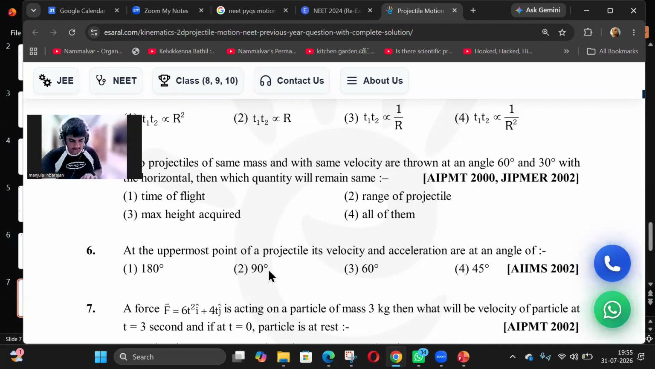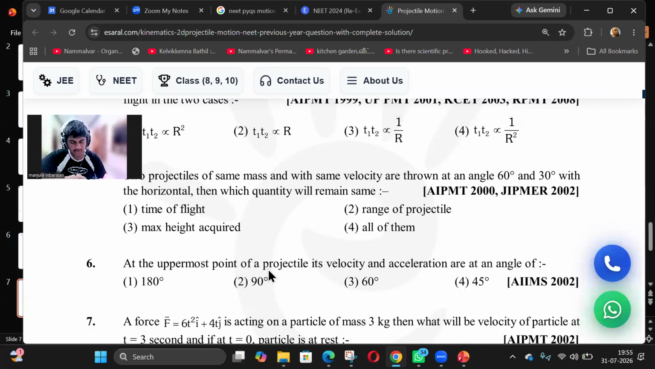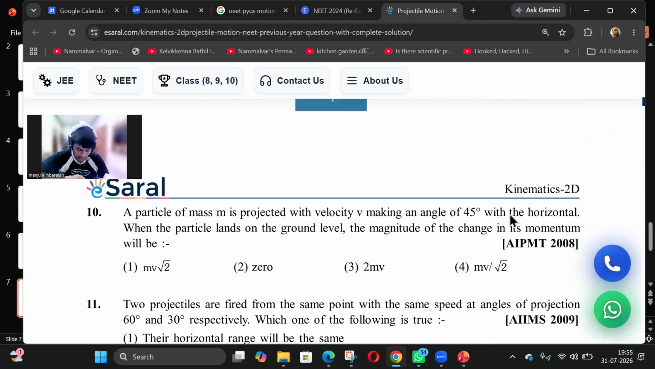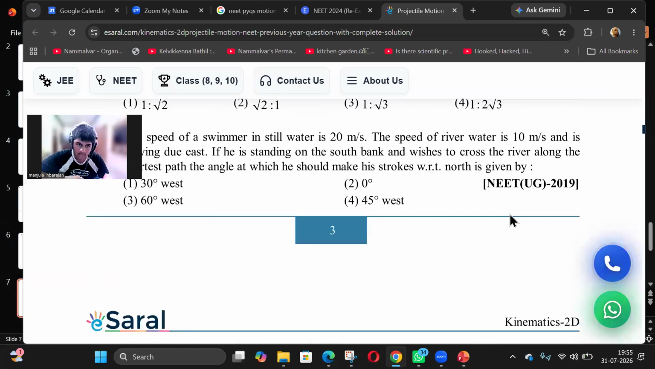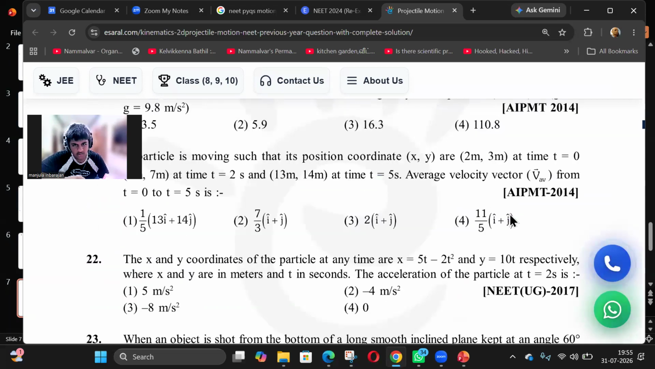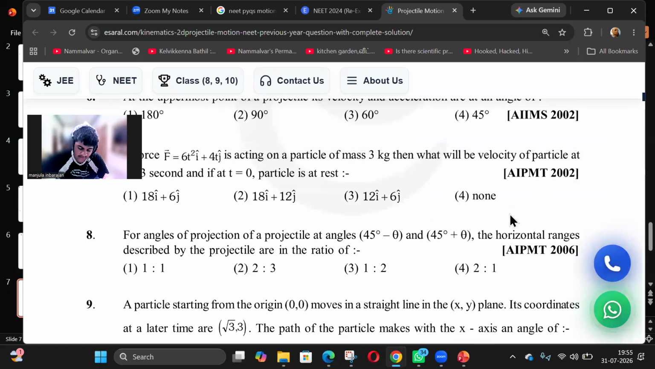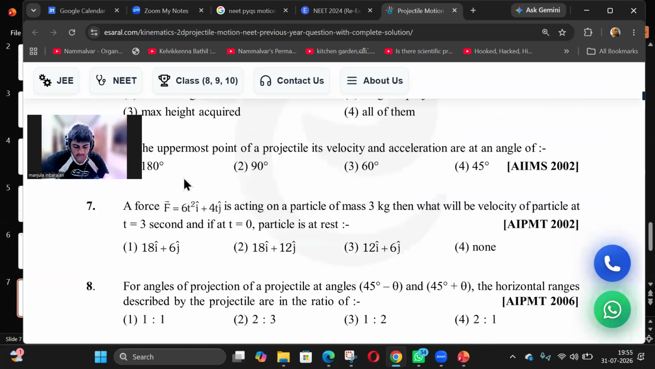Sir, I am back. You can continue. Next question: they're asking about the uppermost point of the projectile. Velocity is horizontal, acceleration is vertical. So 6 is option 2. At the uppermost point of the projectile, acceleration goes downwards, so it's 90 degrees. Velocity will be in the horizontal direction, so 90 degrees for both of them. So option 2.